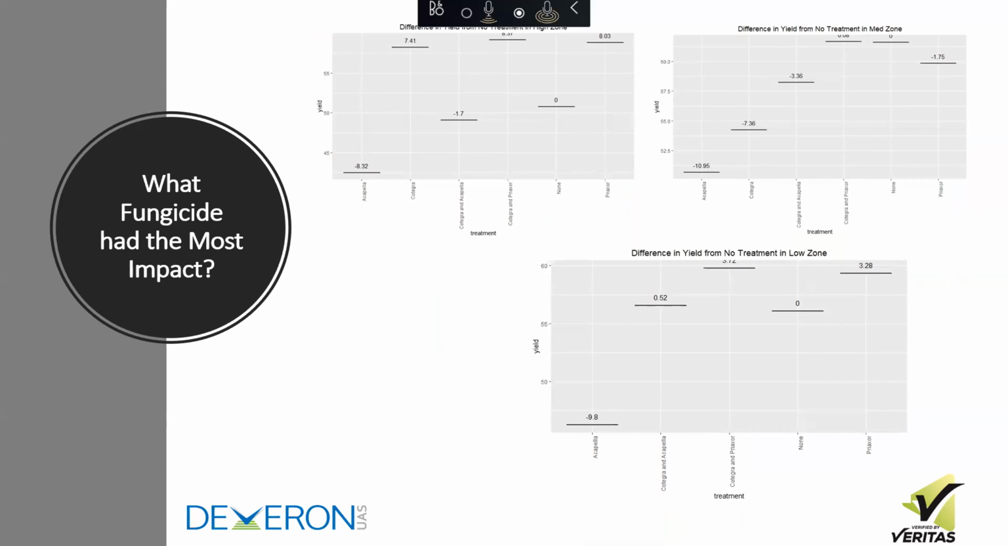This is some data insights from the statistician's side. This one was looking at different fungicides, looking at individual applications of Acapella, Cotegra, Preaxor, but also some multiple passes of Cotegra and Acapella, or Cotegra and Preaxor. This one showed that Preaxor had the best ROI in the high and low production zones, but no treatment was the best option in the medium production zone on the farm.